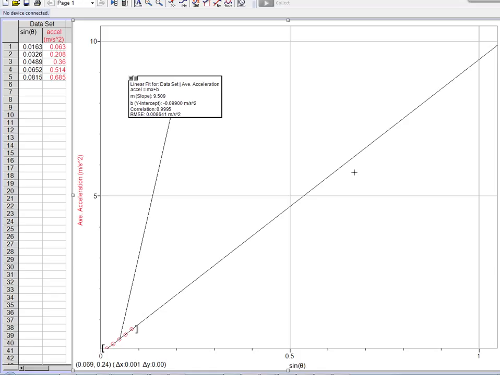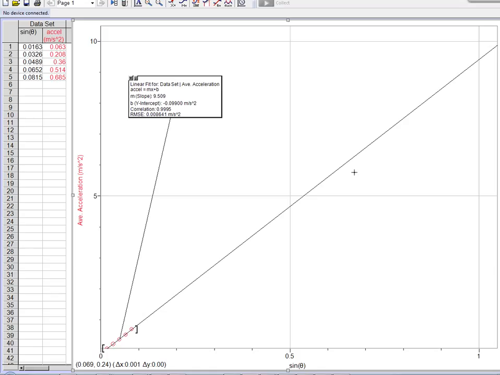But it's not a bad way to do it. I mean, we took pretty good data. These things work. These motion detectors are accurate, and it is pretty low friction. And so, it's not bad. I think you should reasonably get within 15% of the value of gravity, which is pretty good. So, does that make sense?